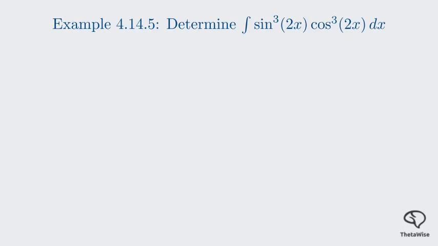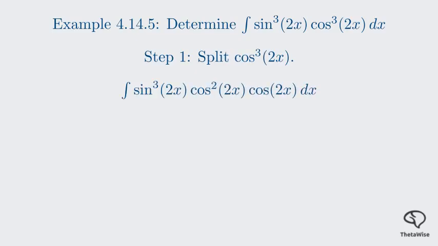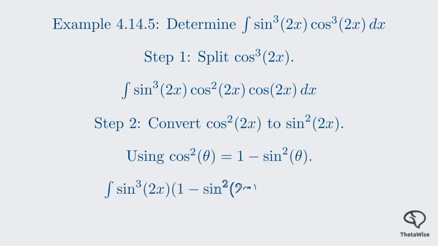Again, both powers are odd. Let's split the smaller one, cosine cubed of 2x. We split it into cosine squared 2x times cosine 2x. This means our u substitution will be u equals sine 2x. We convert the cosine squared 2x to 1 minus sine squared 2x. The integral is now sine cubed 2x times the quantity 1 minus sine squared 2x times cosine 2x.